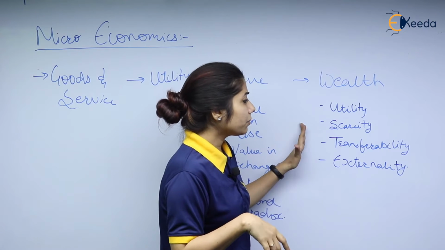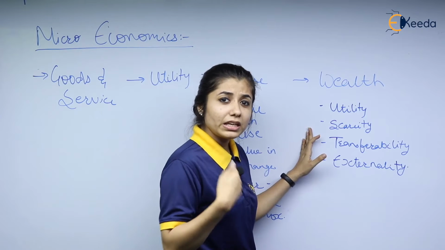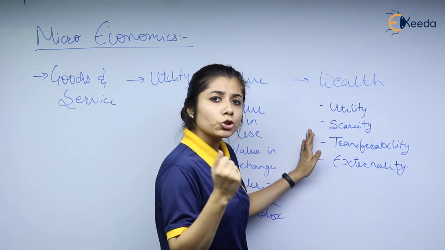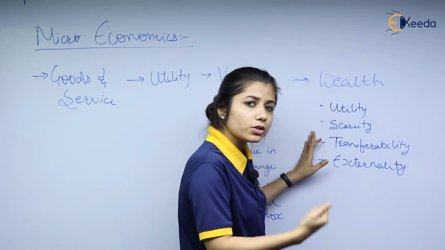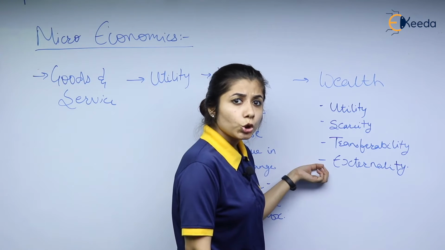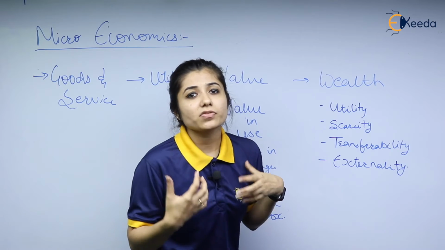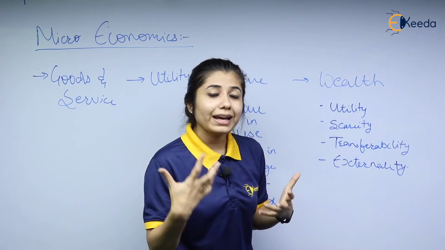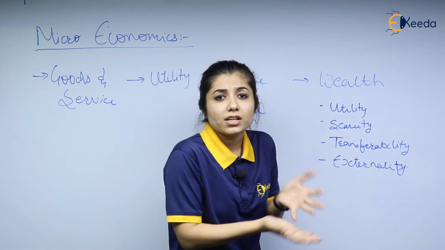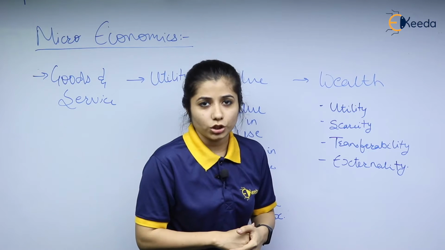Apart from that, there should be transferability. The good should be able to transfer from one person to another. Service should be able to be transferred from one person to another. The next one is externality. The good should be external. Anything from within cannot be transferred. I can't transfer my honesty to somebody else. I can't transfer some quality that I have in me to somebody else. The goods that I want to transfer should be available externally.